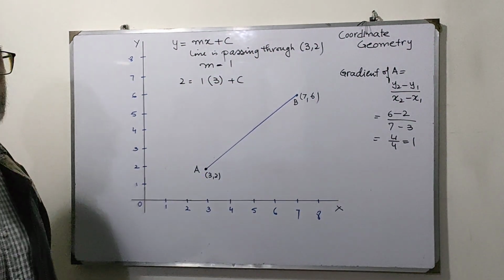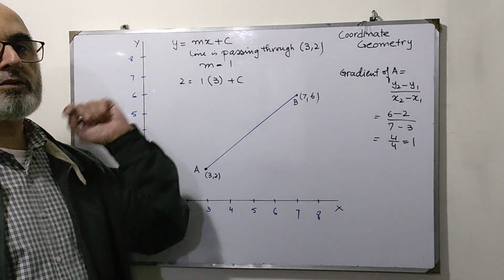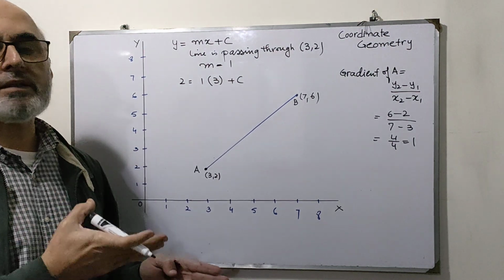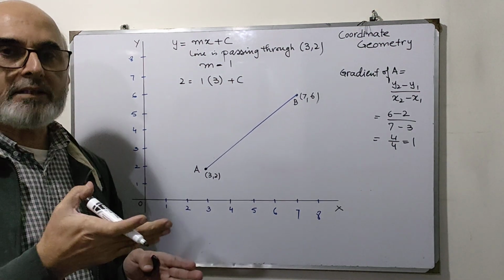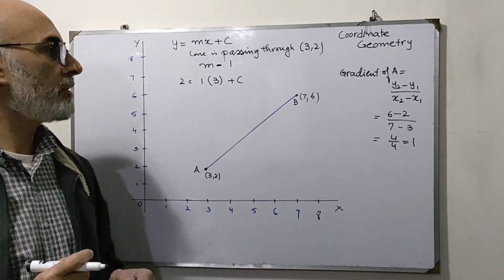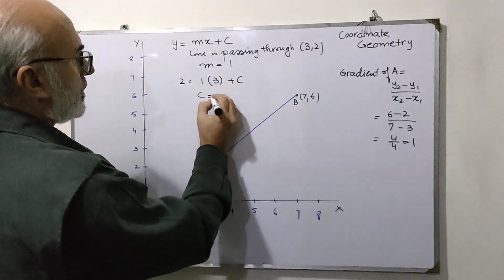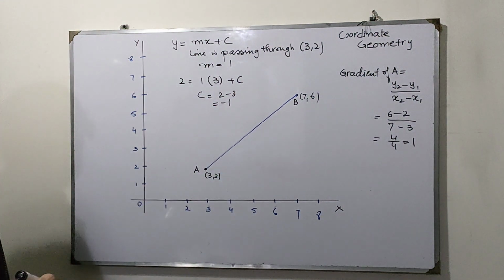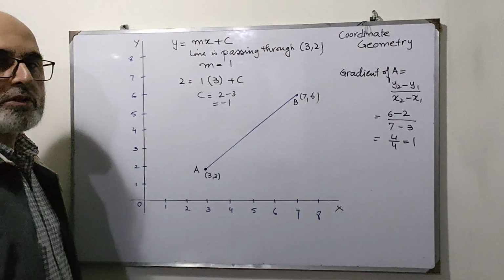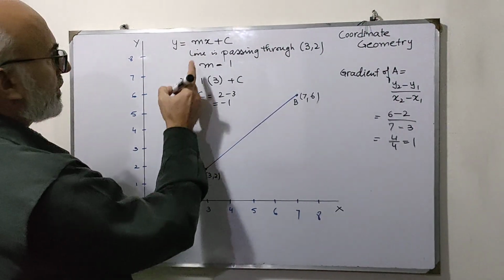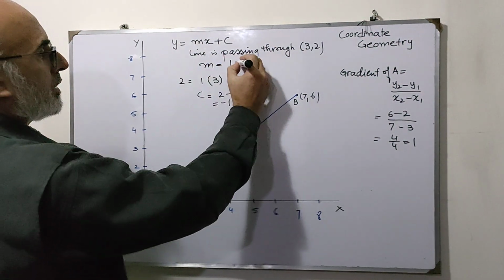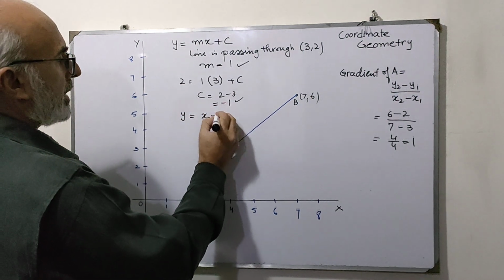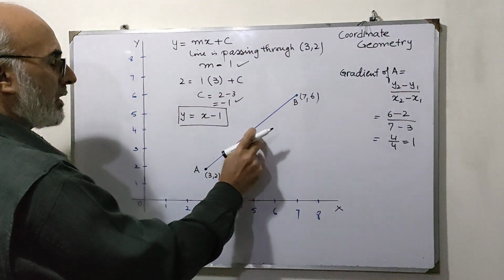Why are we doing this? To find out c. What is c? It's the y-intercept, the point where the line intersects the y-axis. So c is equal to 2 minus 3, which is minus 1. So the equation of the line becomes, when we substitute this in the equation, y is equal to x minus 1. So this is the equation of this line.